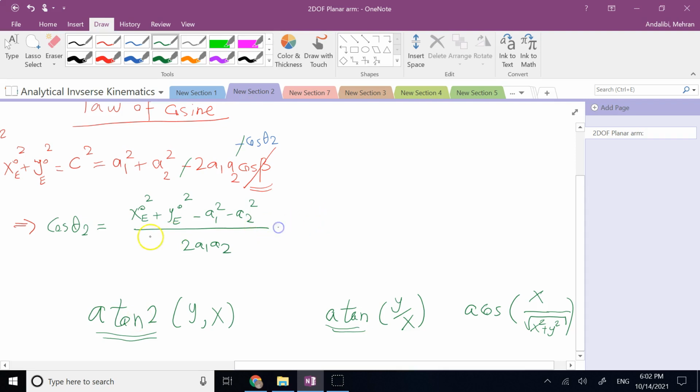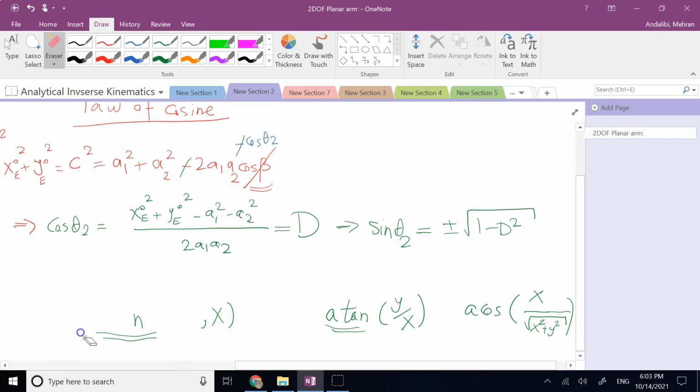How? Well, from here, if I call this whole ratio, which is just a single number, because x and y are numbers, a1 and a2 are numbers. If I call this whole ratio just number d, and that d is equal to cosine of theta 2, then from here, sine of theta 2 is going to be plus or minus square root of 1 minus d squared, or 1 minus cosine squared. So now I have both sine of theta 2 and cosine of theta 2, which correspond to y and x.